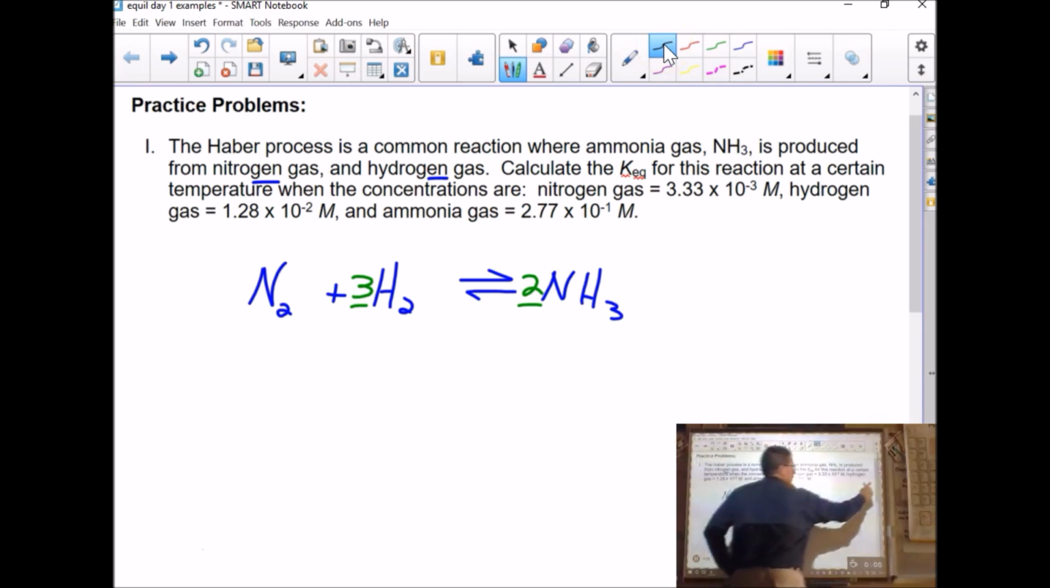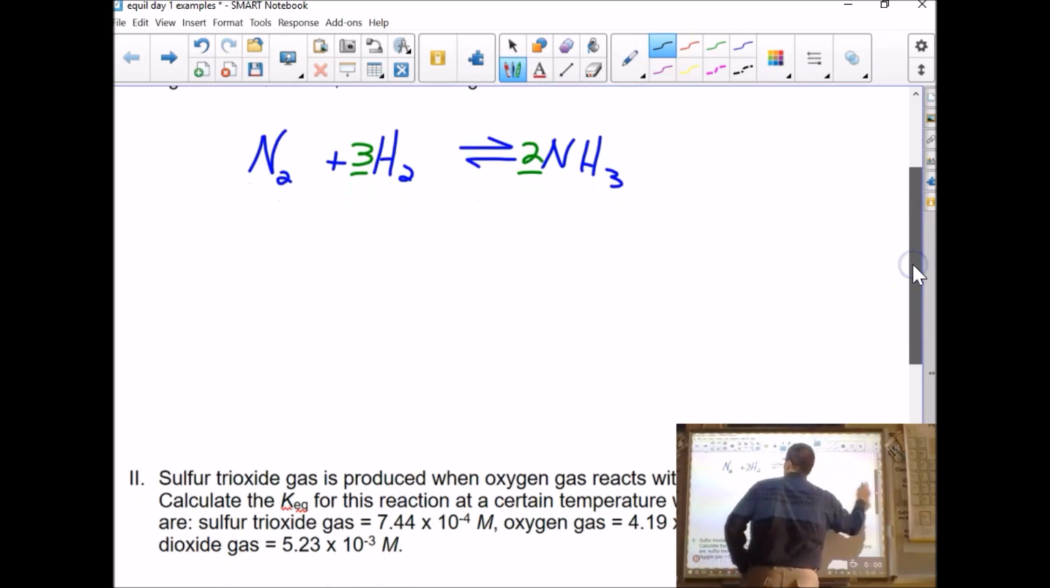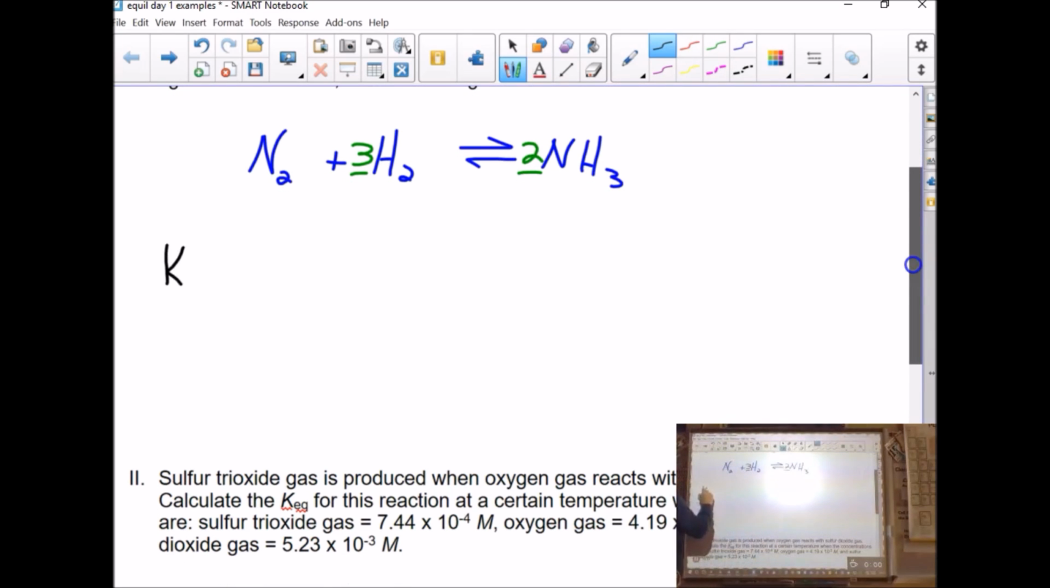So let me speed this up a little bit. So K is equal to products over reactants. So who's our product here? NH3. So I'll go NH3, put that in brackets. And for the expression, it's in brackets because we're working with concentration. Remember that concentration is molarity, and that's how we represent it. But we do have a coefficient of 2, so square.